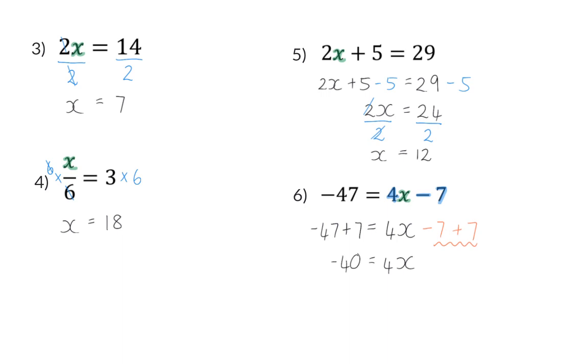So next we want to get rid of the times by 4 by dividing by 4 on both sides. So here our final answer is that x is equal to minus 10. And because we know that the value of both sides will be the same, you could also choose to write minus 10 is equal to x.